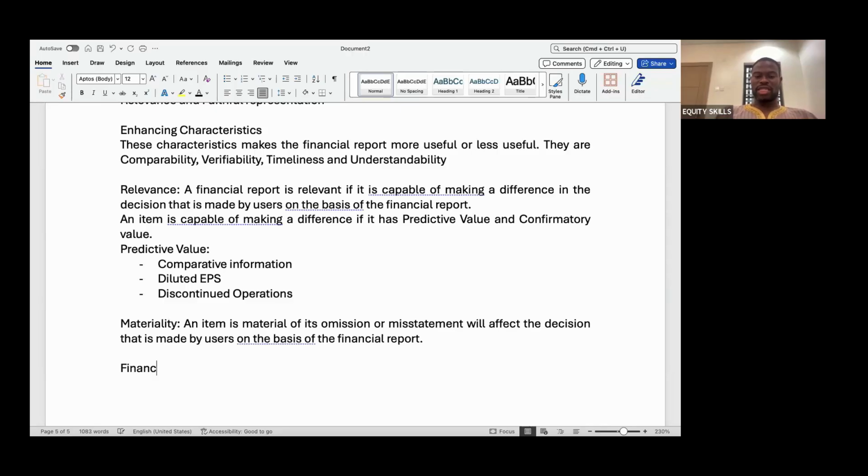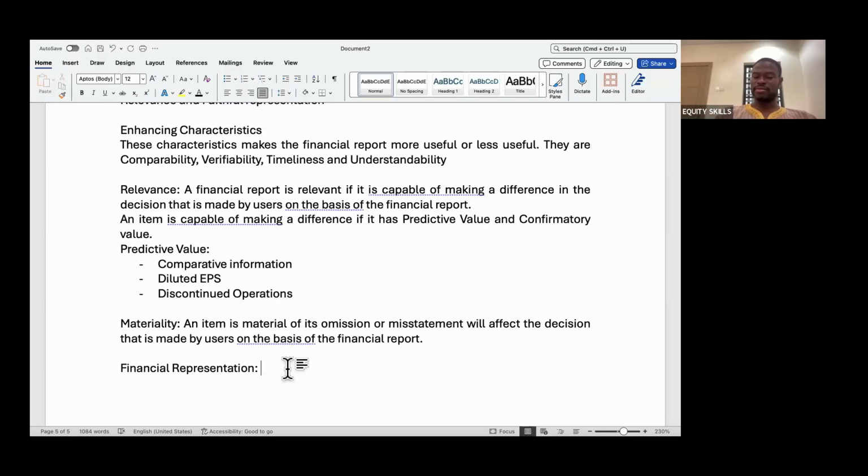Then another fundamental characteristic that a financial report should have is faithful representation. And this means that the financial reports should be represented the way they are. You need to represent the financial report faithfully. So this is like saying, don't manipulate the reports, right? Don't manipulate it. And when we say faithfully represent, what we are saying is this.